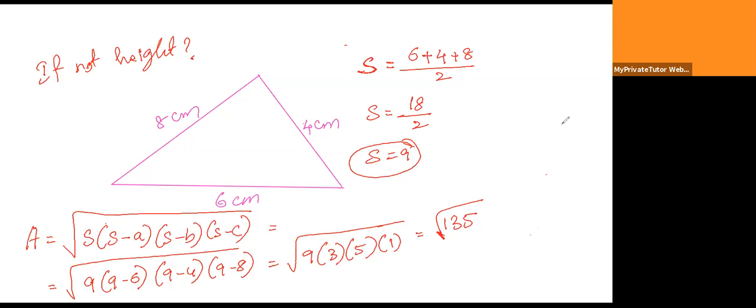So square root of 135. Maybe we can write it as a decimal answer, but most of the time in exams, in our ninth class syllabus, we need to write it in the simplest square root form. So you can write it as the square root of 135 centimeter square. That's it. That is the answer. That is the area.